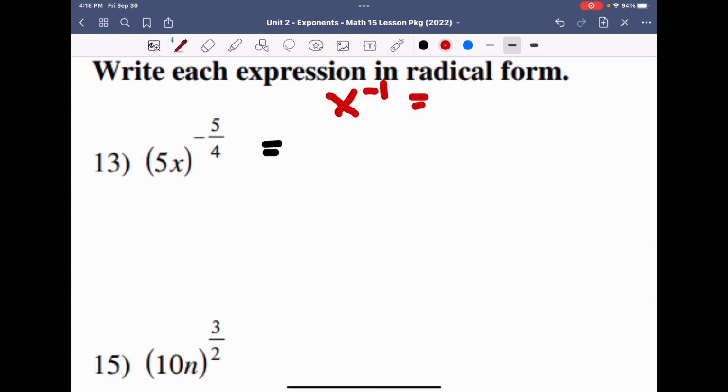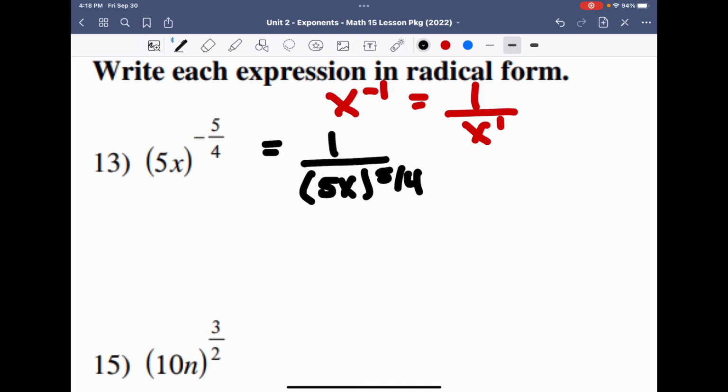And what do we do with this? The base value is always relocated to the opposite location. So we're going to do the same principle here. We're not going to flip or do the reciprocal of the exponent. We're doing the reciprocal of the base. I have 1 over 5x to the positive 5 over 4. That means this is equal to 1 over the radical symbol 5x. And now we get to assign our denominator becomes the index, and our power becomes the piece out front here as the exponent. And it's all under the radical here.